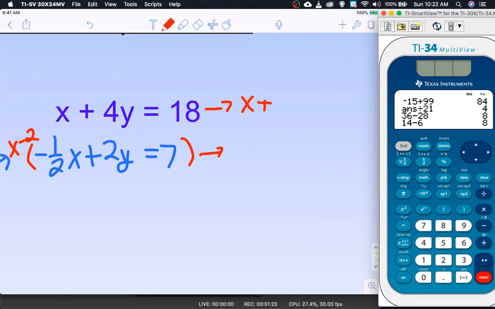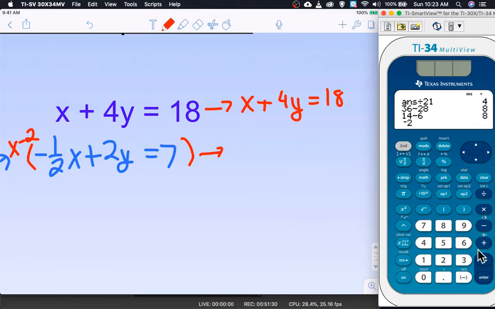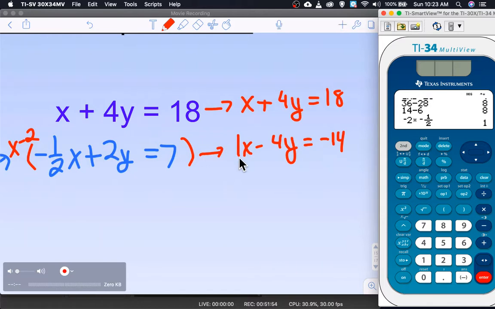So x plus 4y equals 18. What is negative 2 times negative 1/2? Why, it's positive 1. Minus 4y equals negative 14. Okay, so we have a positive 1x, a negative 4y, and a negative 14.